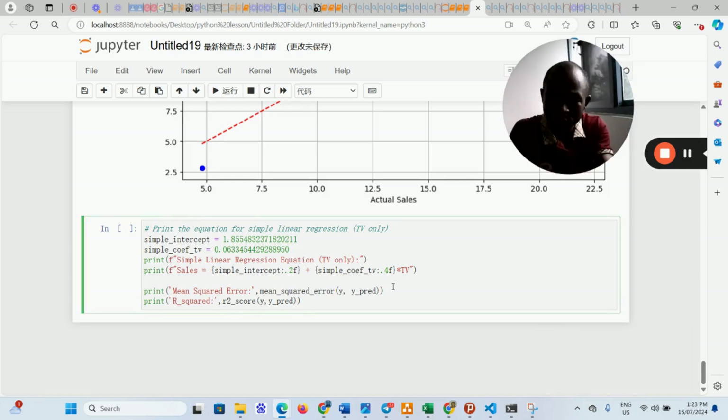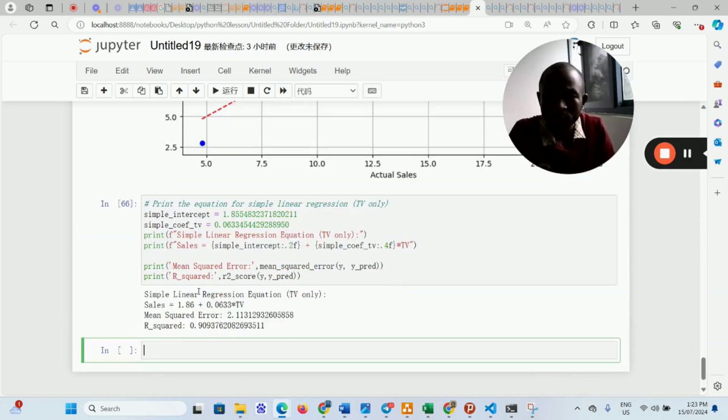So let us run this first. This code tells us to print the simple linear regression; that is why I bring it. The second line tells us to print sale equals the simple intercept with two decimal places, plus the simple coefficient with four decimal places, times the advertisement TV.